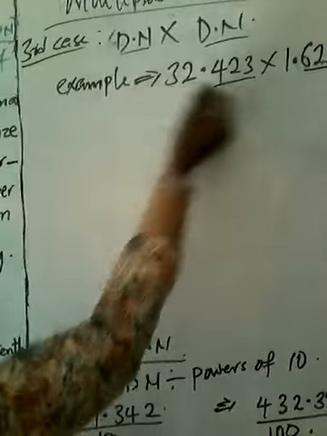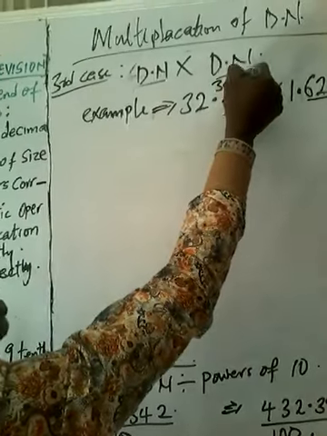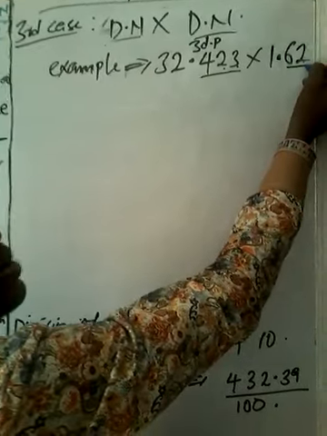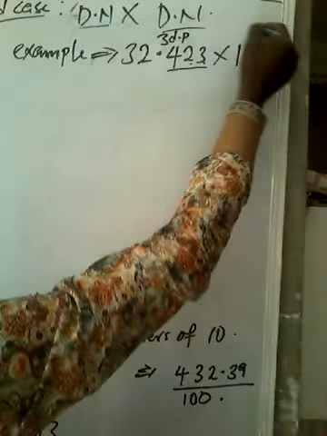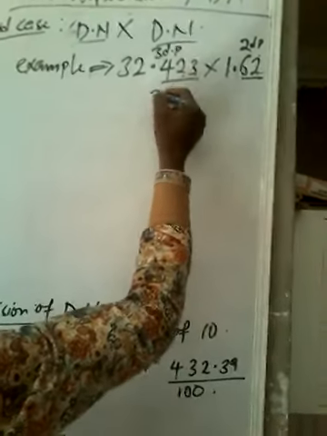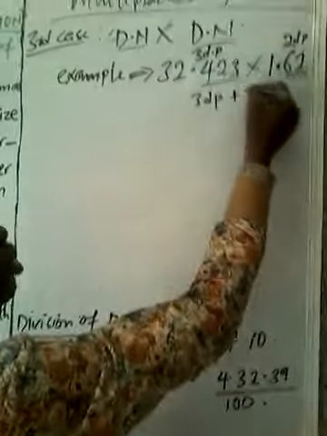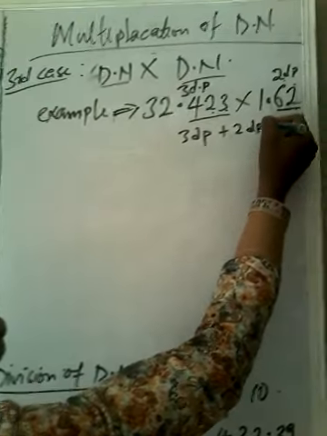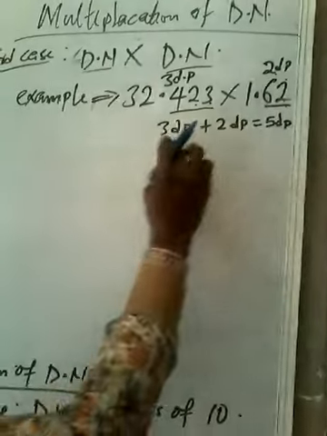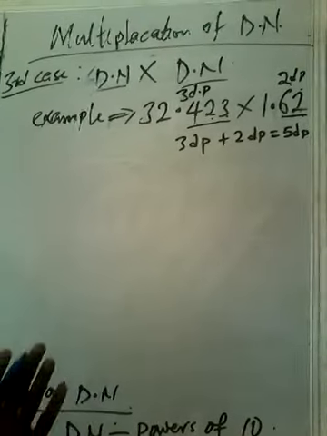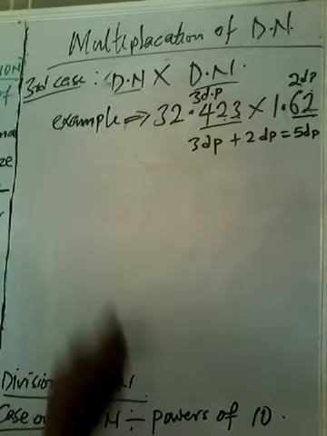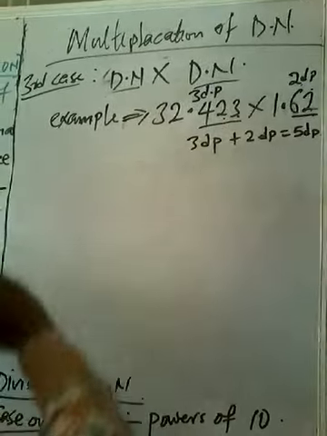The first number has 3 decimal places because of 1, 2, 3. And this has 2 places of decimal, 1, 2. What you do is add the 3 decimal places plus 2 decimal places. It will give you 5 decimal places. Then after that, you behave like a blind man, as if this point does not exist.